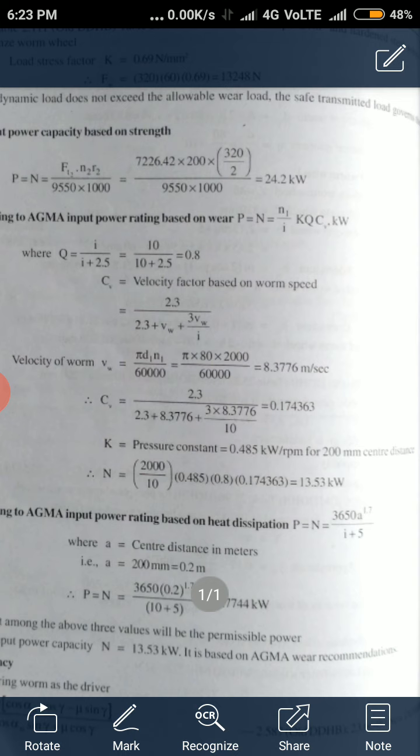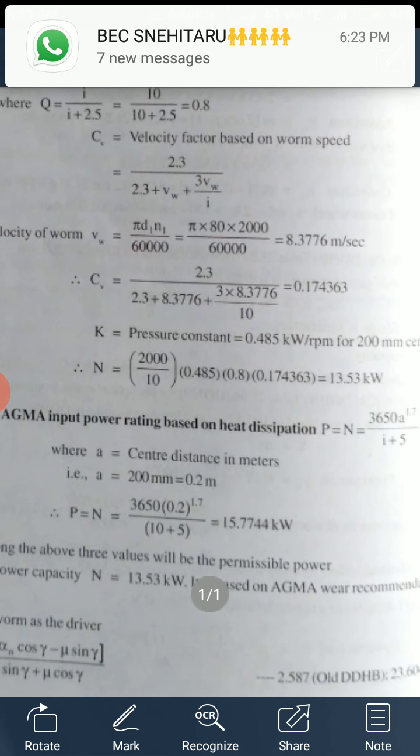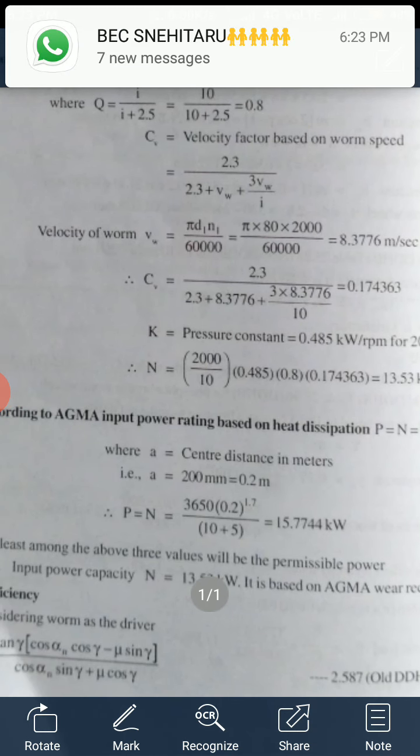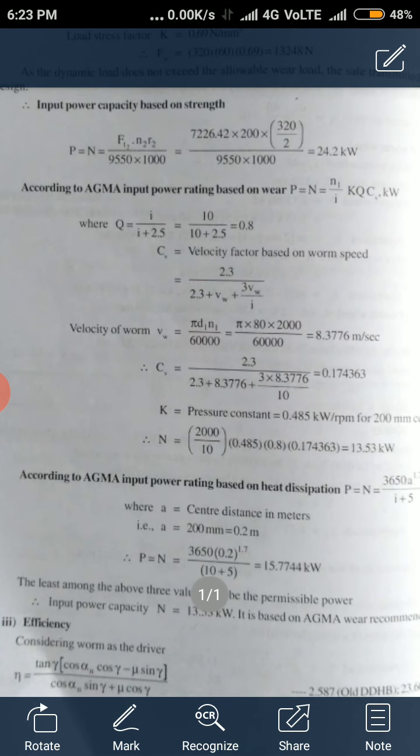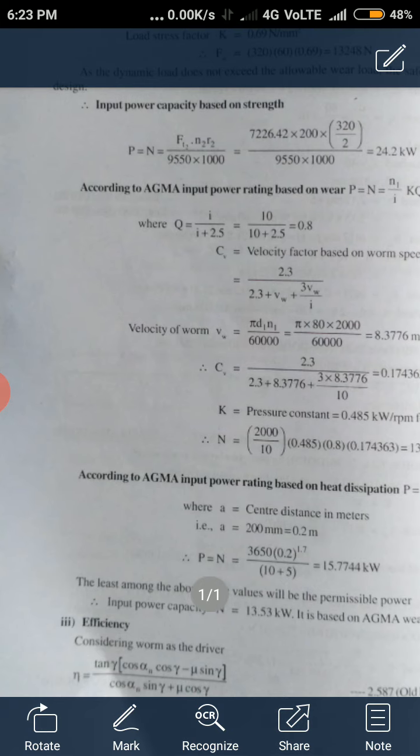Later, k value is what? Always remember, for 200 mm center distance it is 0.485 kilowatt per rpm. So we'll get N equal to some other value. Last one, the power based on heat dissipation. So P equal to N equal to 3650 A raised to 1.7 divided by i plus 5, where A is what? 100 centimeter. So substitute values, okay, so we'll get the power. So like this, calculate the power based on these three criteria and select the minimum value. So next we'll go for determination of efficiency.